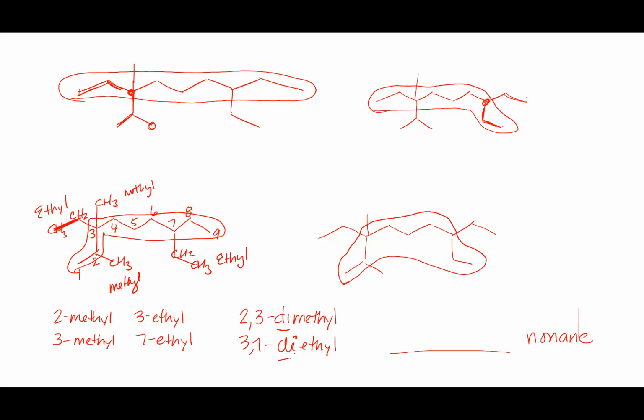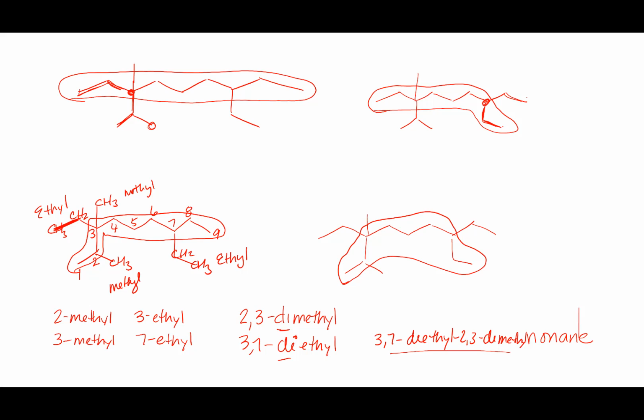Dis and tris are not used in alphabetization yet. There's a special circumstance where they are. This isn't it. So my name would be 3,7-diethyl-2,3-dimethylnonane would be the name of that molecule.